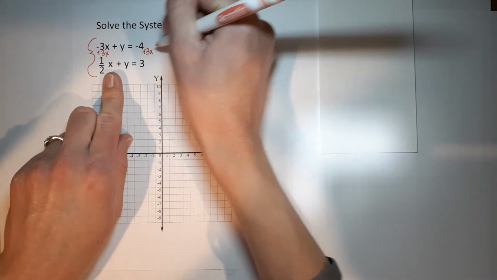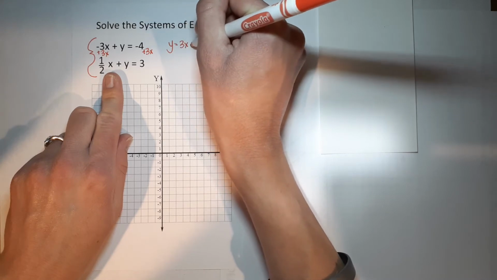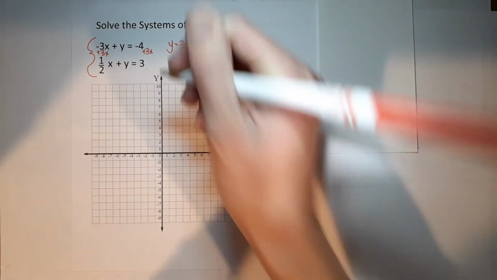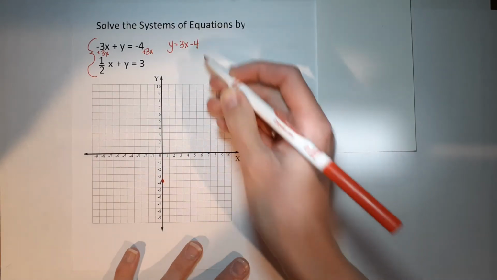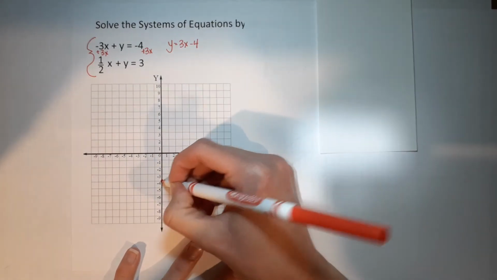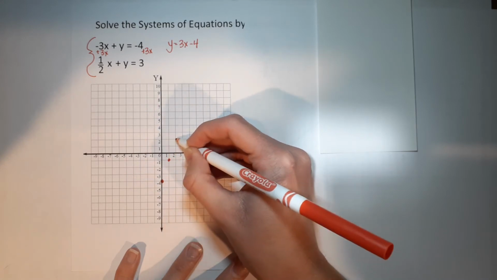So I end up with y equals 3x minus 4. Let's go ahead and graph that. I'm going to go down 4 because negative 4 is my y-intercept. 3 is my slope, so I'm going to go up 3. 1, 2, 3 over 1.